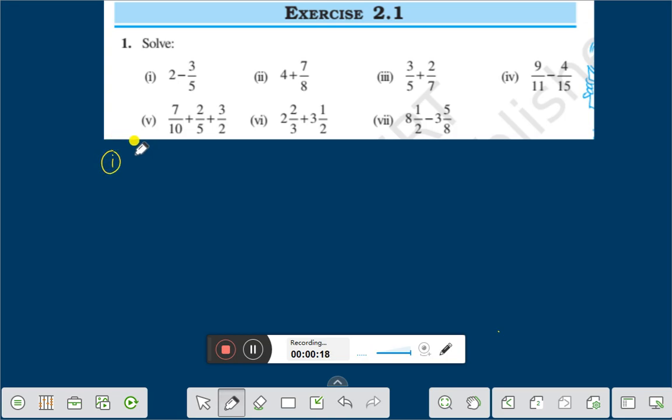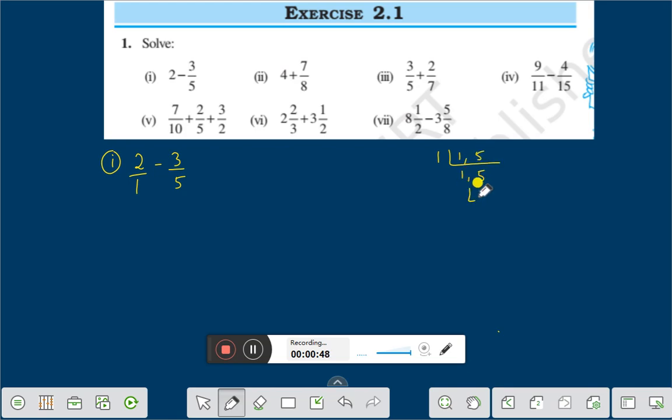Solve 2 minus 3 by 5. Here you see there is nothing after 2, therefore if we change it into a rational number, it will be 2 by 1, right? First of all, find the LCM of 5 and 1. It will divide only by 1, that is 1 and 5.